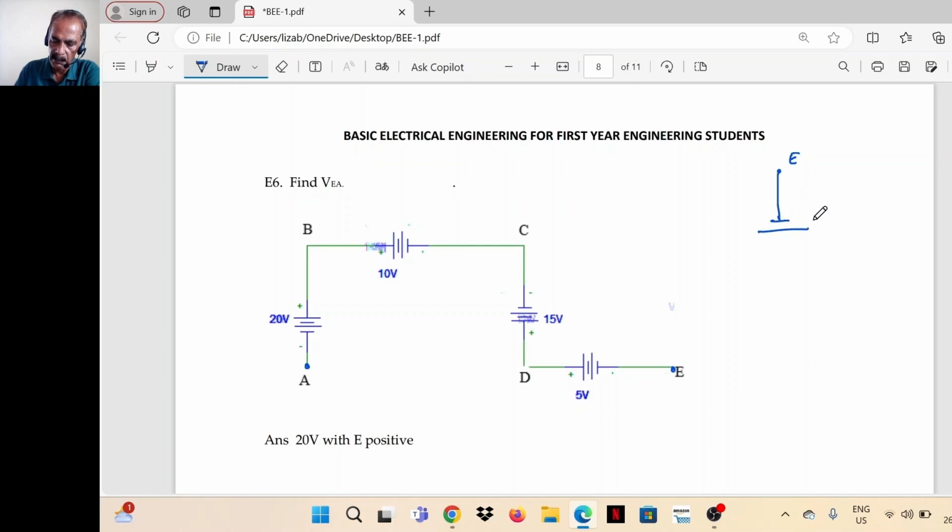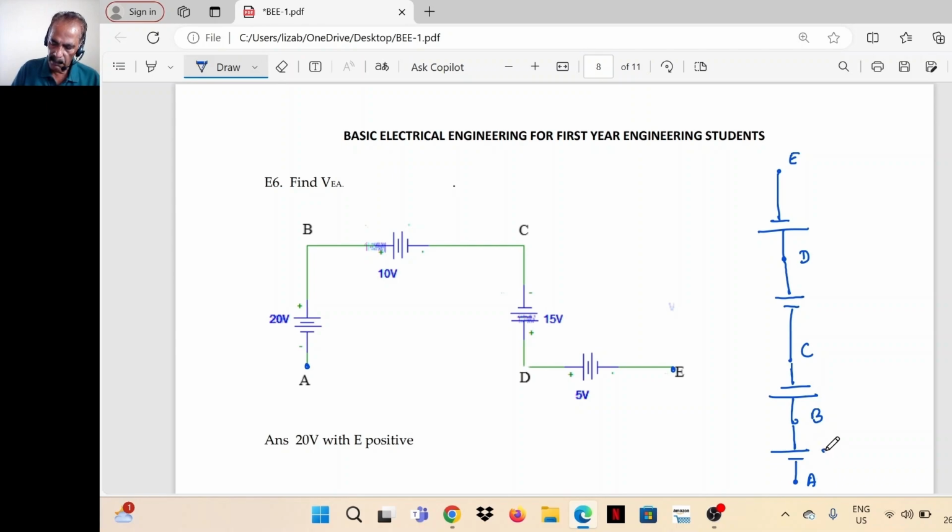This is negative, this is positive. Positive is connected to D, B and C. Next battery, 15 volt, positive is connected to D, negative is connected to C. Then third battery, negative is connected to C, positive is connected to B. Then positive is connected to B, negative is connected to A. Check.